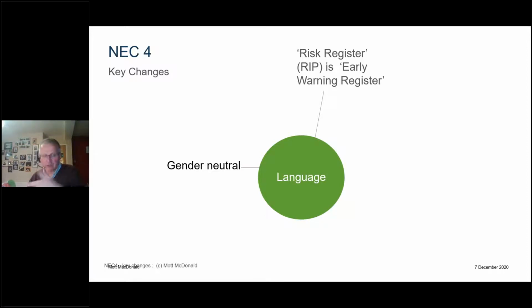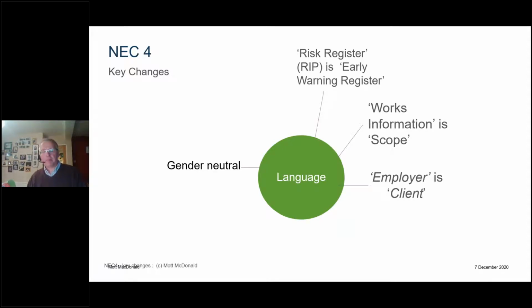There are some other rippling changes within the contract. Works Information, RIP. It's dead. In the ECC, we now have a scope. The contractor provides the works in accordance with the scope. Again, that was a levelling up thing where NEC decided let's use the scope in all the big contracts. The employer, dead, now called the client. Don't worry about it, it's only a name change.